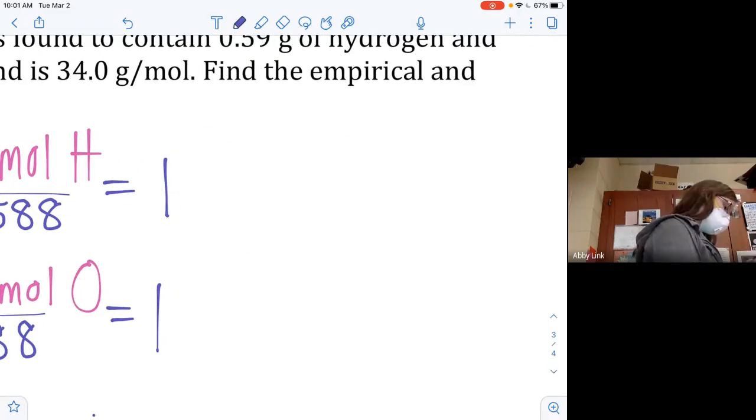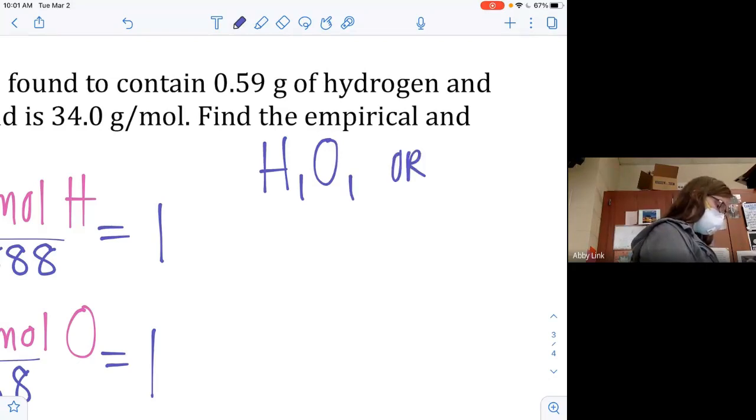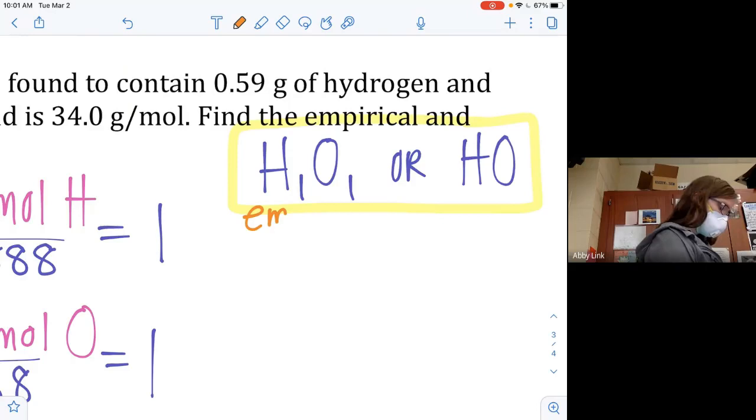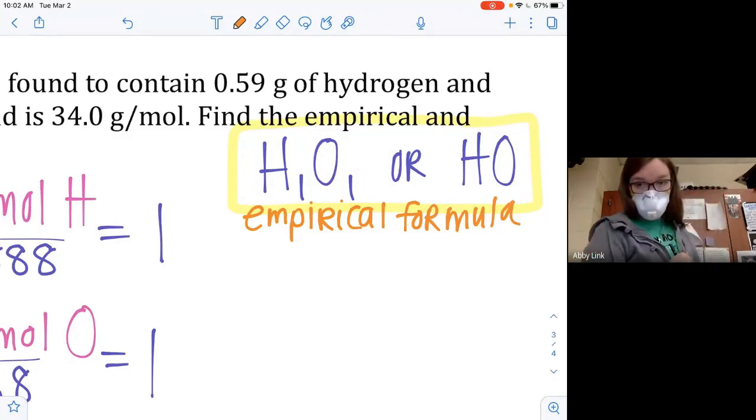All right, so this means that our empirical formula is going to be H1O1, or HO. Because I am solving for empirical and molecular, I'm going to put a box around this and label this as empirical. And that is a habit you want to get into so that I know that you know what you're talking about. All right, so we've done the empirical formula.